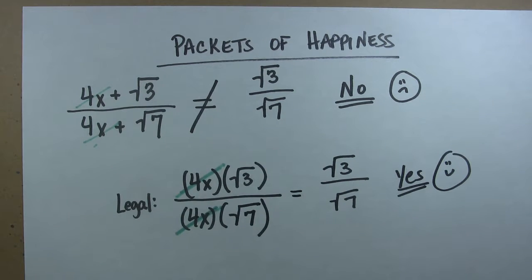So, every once in a while, there's some little sad algebra student who comes up to their teacher and says, "But teacher, how do I know if I can cross off the 4x or not? How do I know for sure?" And the teacher might respond with the answer, "Well, if you can see plus signs or minus signs, then you can't cross anything off." But that is kind of a lousy answer.